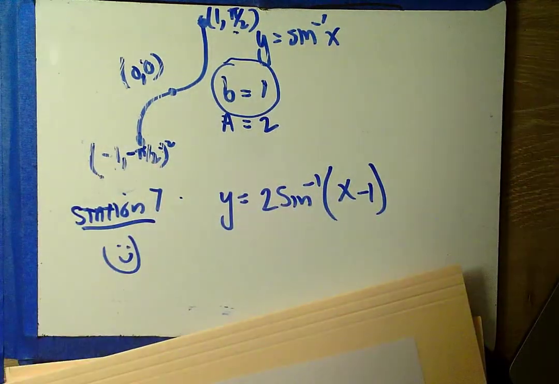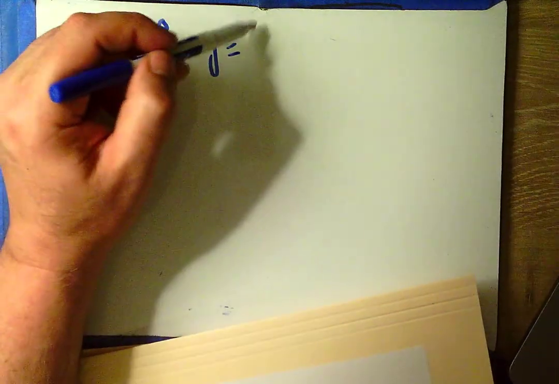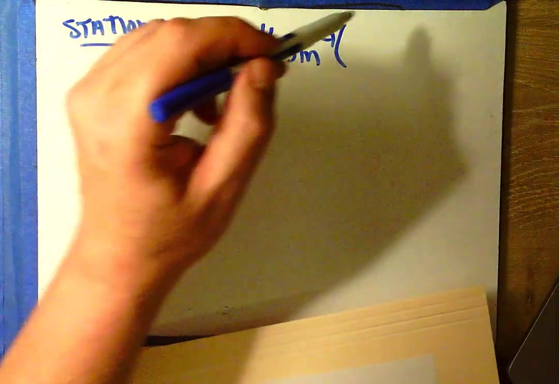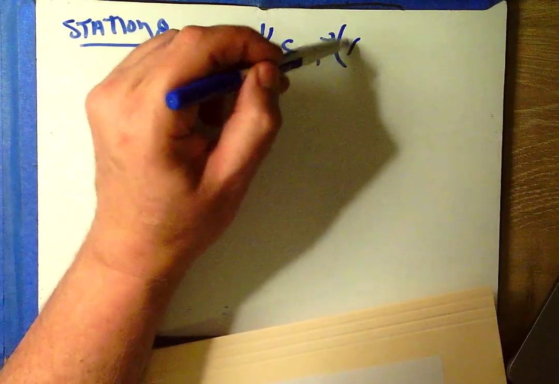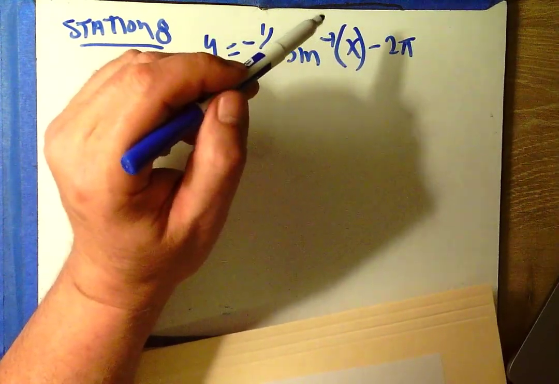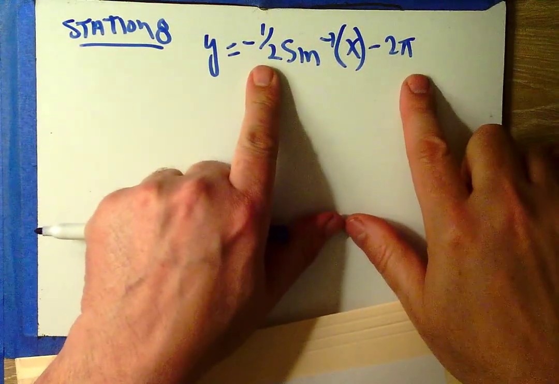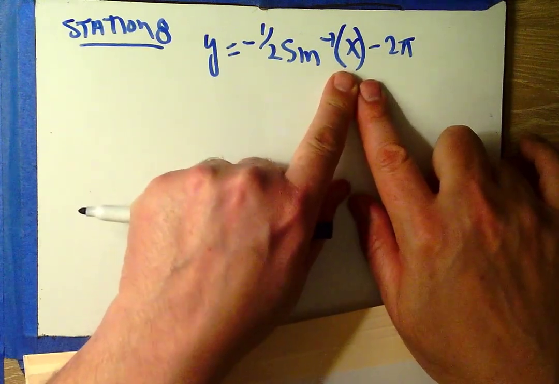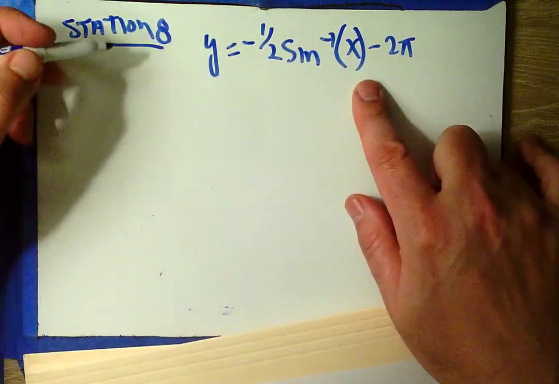Let's take a look at station 8. It's graphing an inverse sine function. Station 8. We've got y equals negative 1/2 sine inverse of x minus 2 pi. Okay, well, I see two y transformations, and I don't see any x transformations here. So this will be straightforward. Let's start with the reference points.